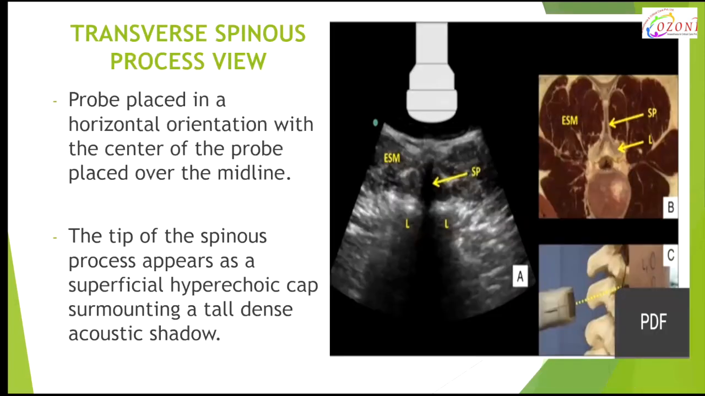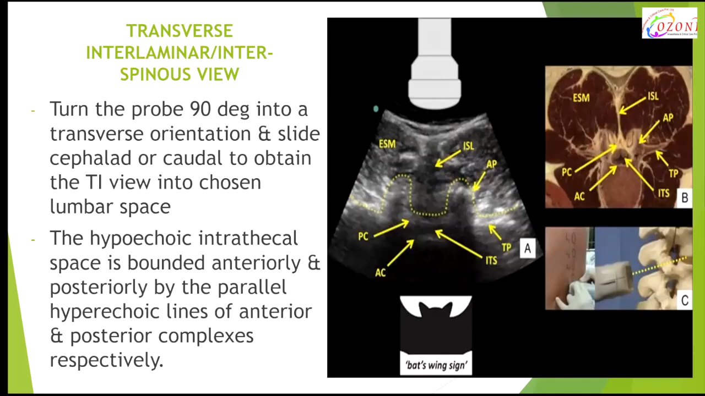Next slide. Then the 2 transverse views. First is the transverse spinous process view. Here the probe is placed in a horizontal orientation with the center of the probe placed over the midline, over the spinous process. The tip of the spinous process appears as a superficial hyperechoic cap surmounting a tall, dense acoustic shadow. Next slide, sir.